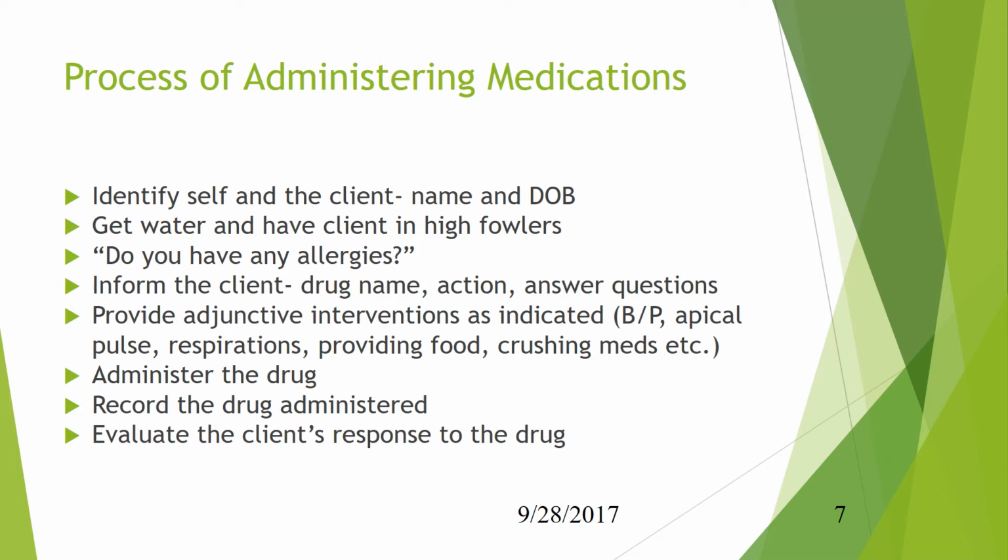And on this next one, it says provide adjunct interventions. If you're given a pill, a tablet that's an antihypertensive, you're going to want to have checked their blood pressure to make sure they don't bottom out. With the dig, apical pulse, with any drug that's going to decrease respirations, you're going to want to make sure their respirations are normal.